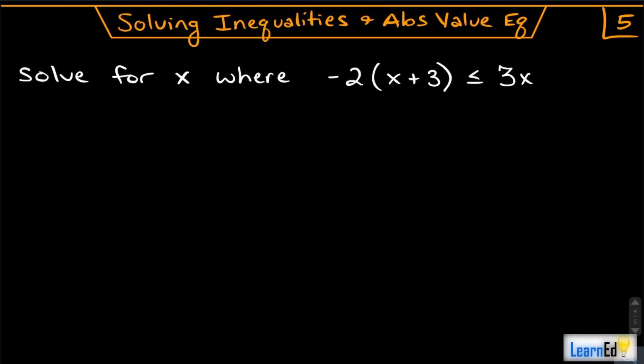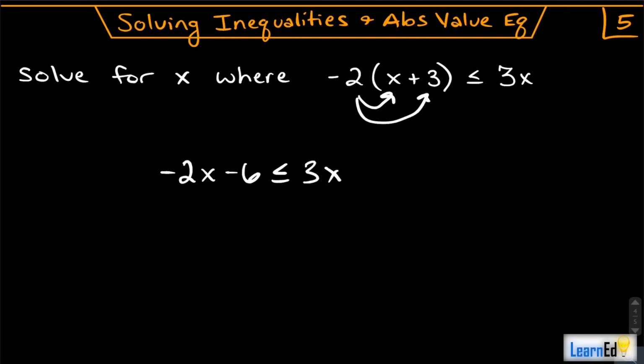Now there's a couple things we could do to start this problem. Maybe we could just divide this -2 to the other side. We could distribute it through. Or we could try to put the 3x on both sides and then distribute through. There's a lot of different ways to go about this, but I think the easiest way to start off here is to just distribute that -2. When you do that, you have -2x, and then you get -6, and it's still less than or equal to 3x.